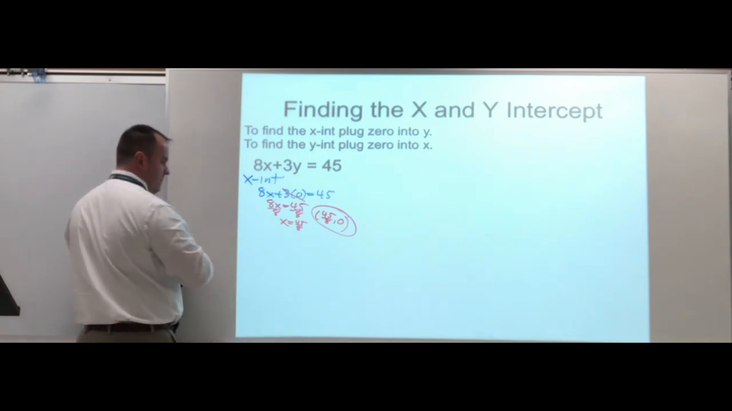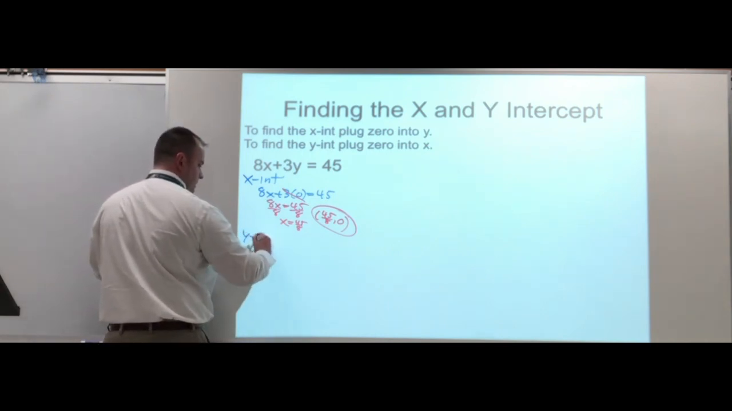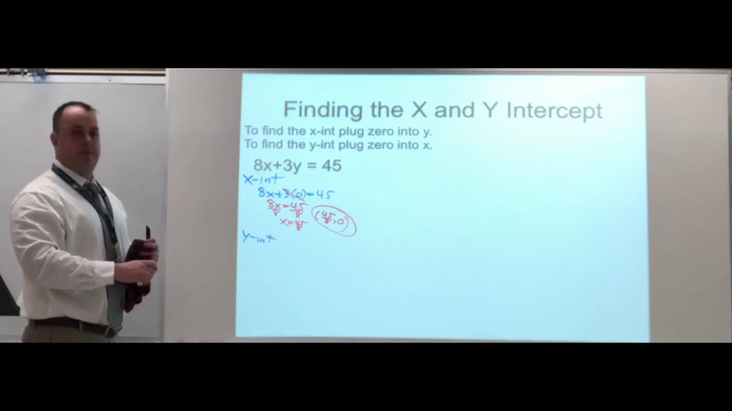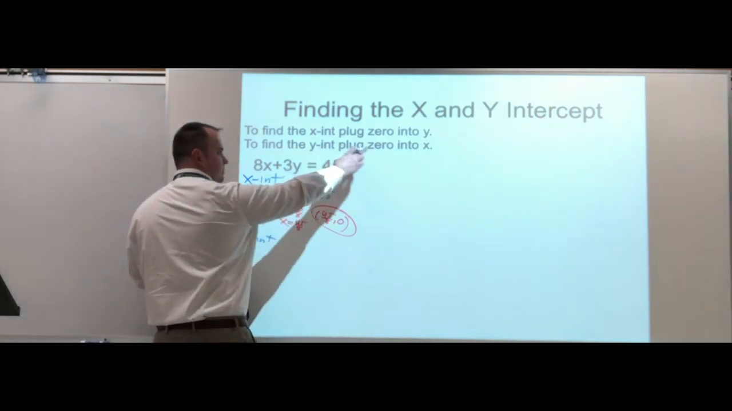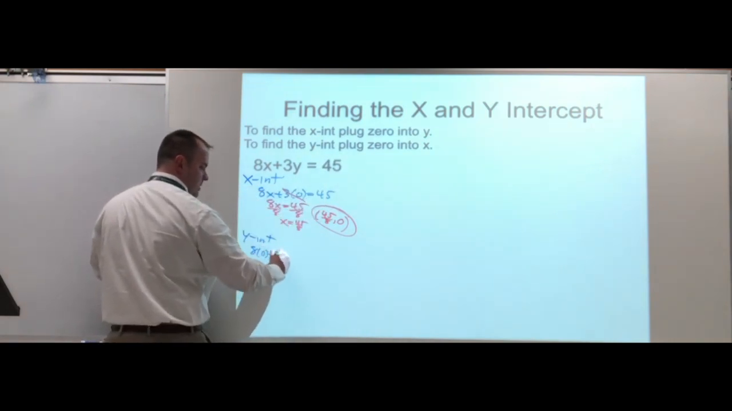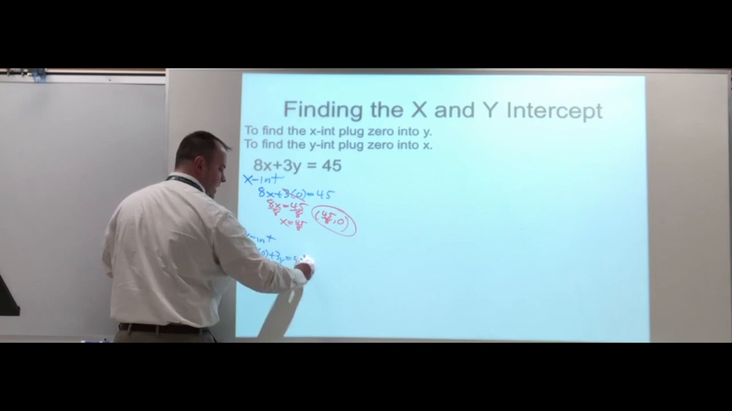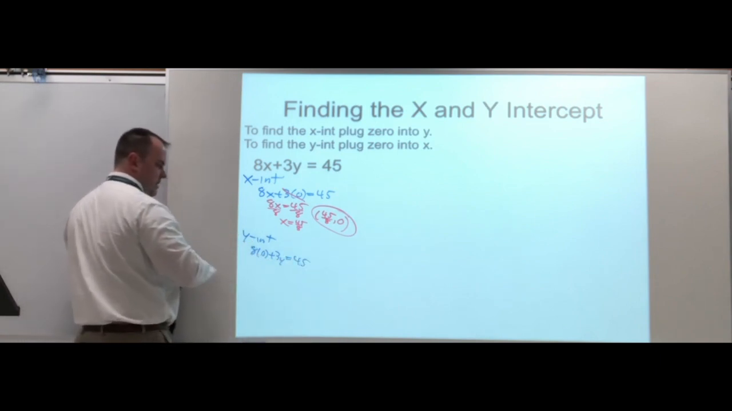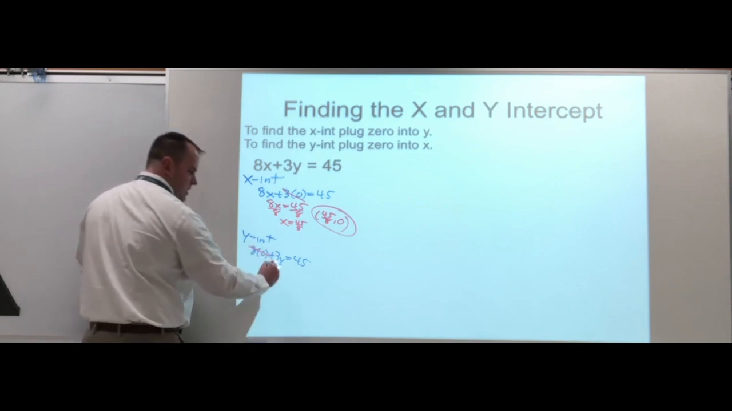Now for the y-intercept, okay, we're going the other way with it. Plug 0 in for x. Y-intercept, plug 0 in for x. 8 times 0 plus 3y equals 45. And a lot of the same work happens. 8 times 0 is 0. That cancels out.